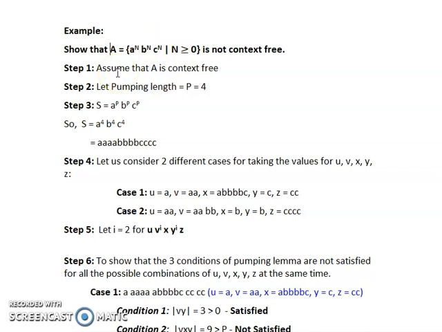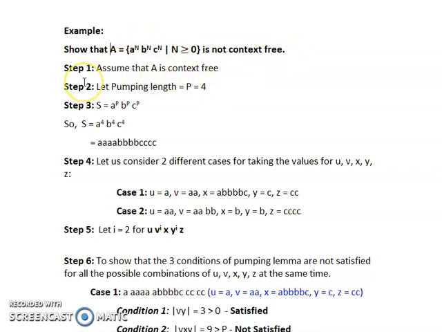So over here you are given a language in which the number of A's is equal to the number of B's is equal to the number of C's. But A is followed by B and B is followed by C. That means all the A's will be in the beginning, all the B's will be in the middle and all the C's will be at the end. Since the power is equal for the three variables, the number of A's should be equal to the number of B's should be equal to the number of C's. For this particular language, you need to prove that it is not context free.